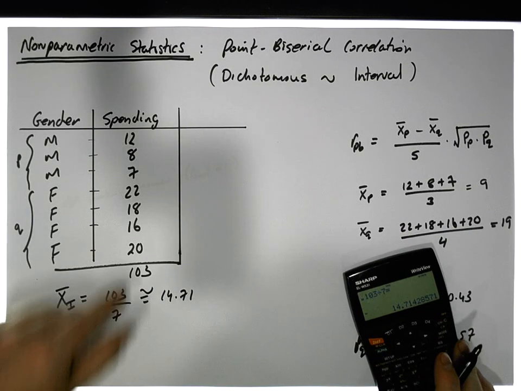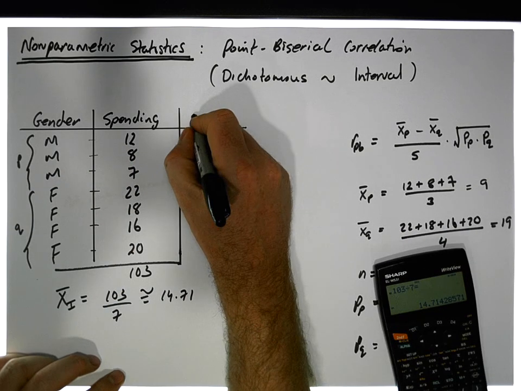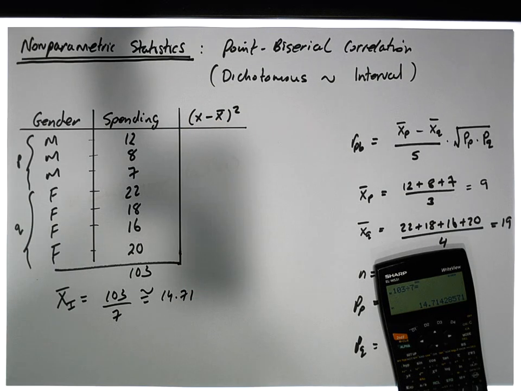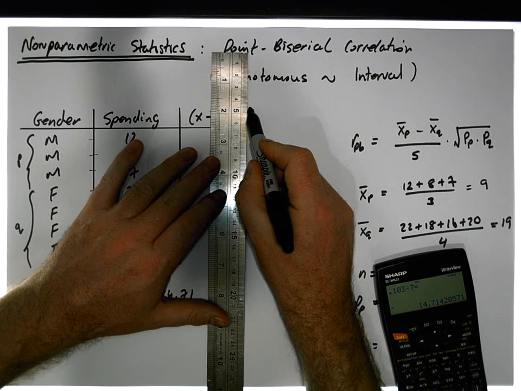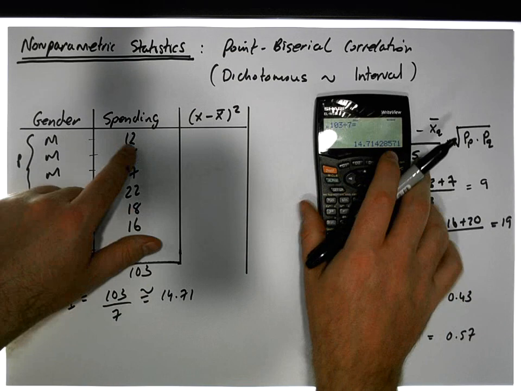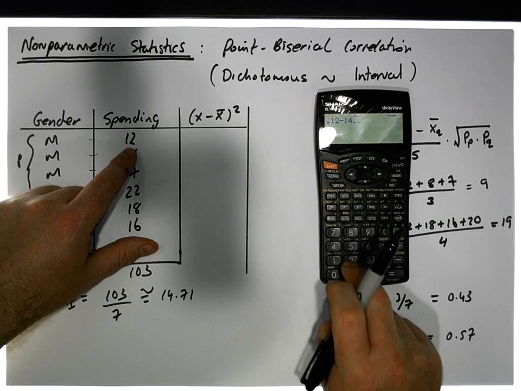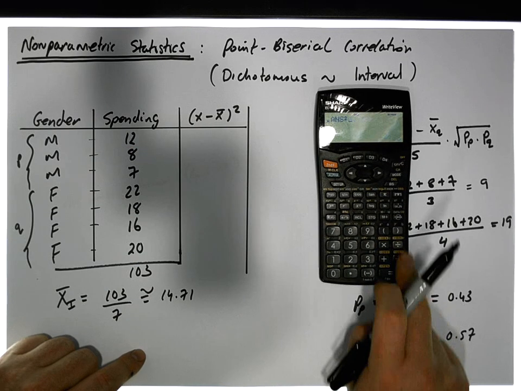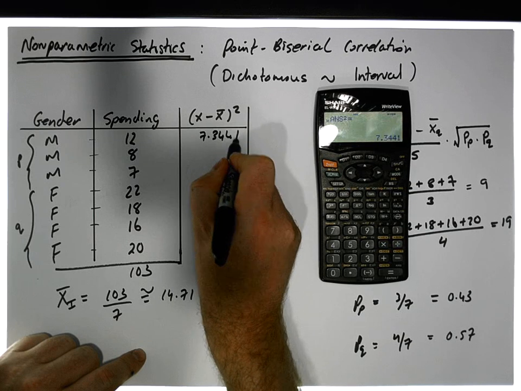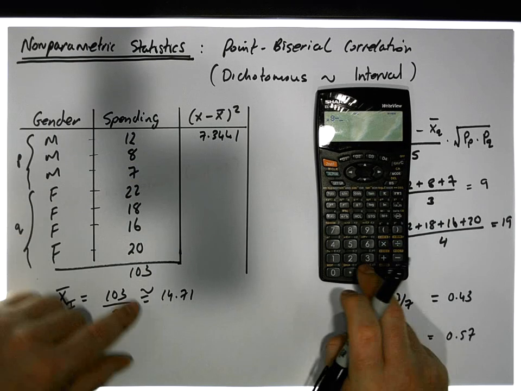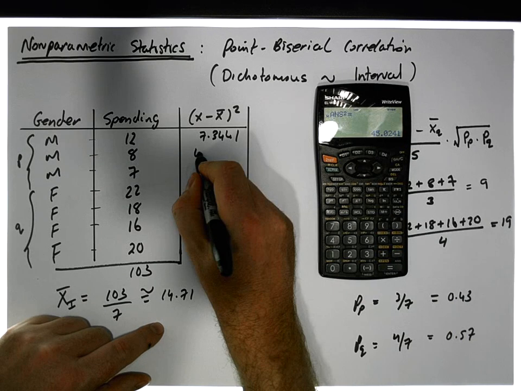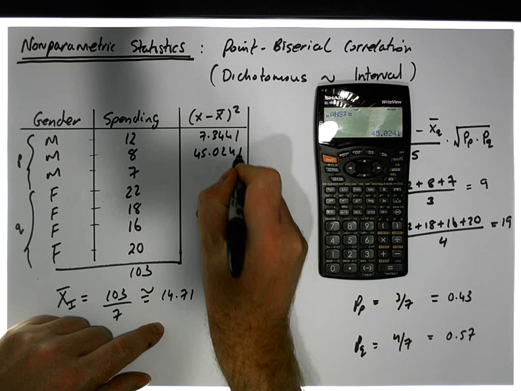To calculate the standard deviation, let's do the sum of squares, so it's x minus x bar, squared. For each observation, we're going to take away the mean, which is 14.71, and square it. So 12 minus 14.71 squared gives us a value of 7.3441. We have 8 minus 14.71 squared, which gives us a value of 45.0241.